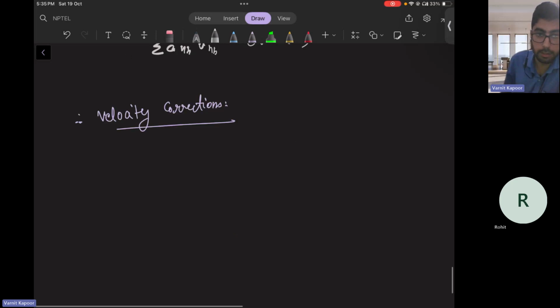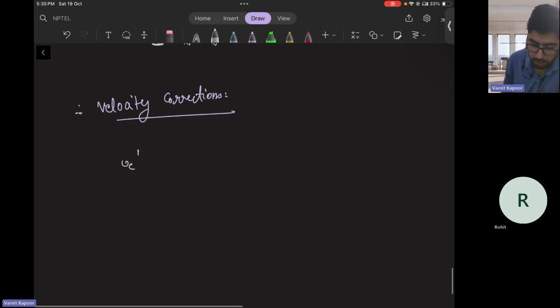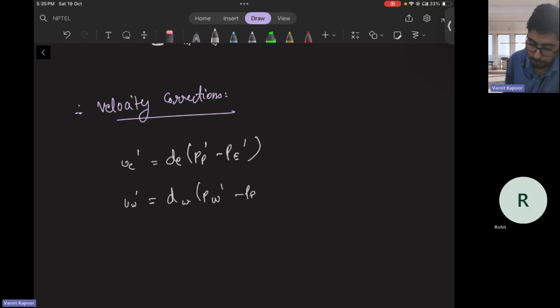Velocity corrections. UE prime is DE into PP prime minus PE prime, and UW prime is equal to DW into PW prime minus PP prime. And similarly, in terms of flow rate, you can write.